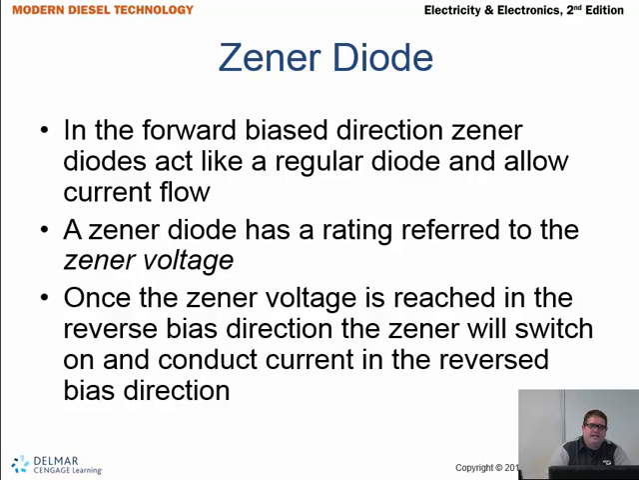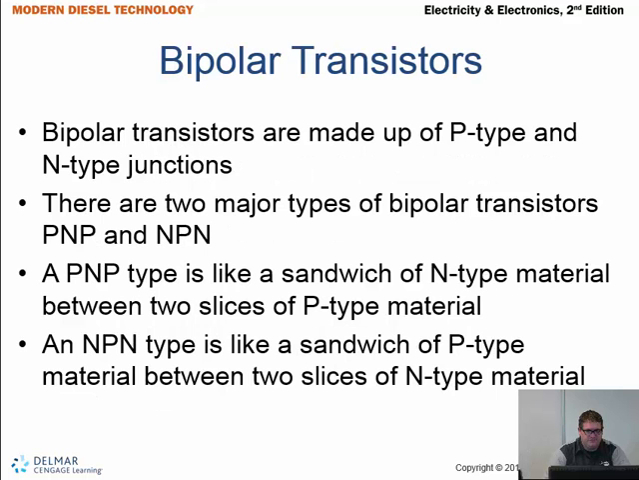One of the places we're going to see a Zener diode is in our alternator. We're going to see this happen in our alternator, so we'll get to experience this a little bit.